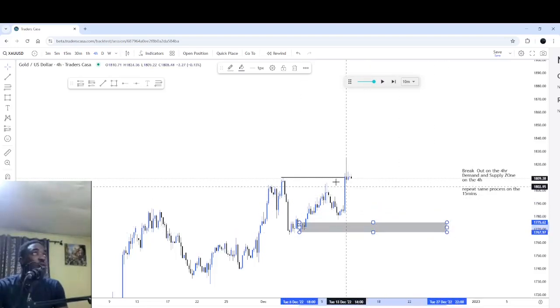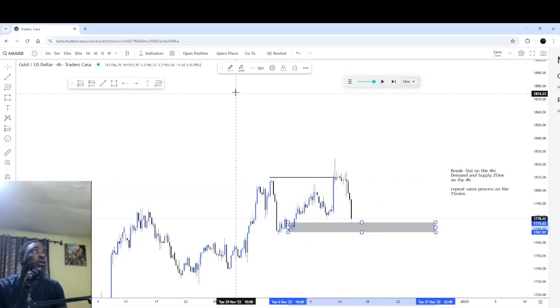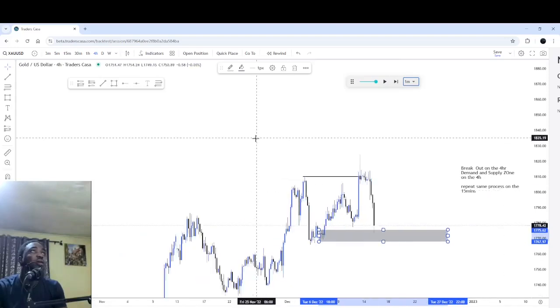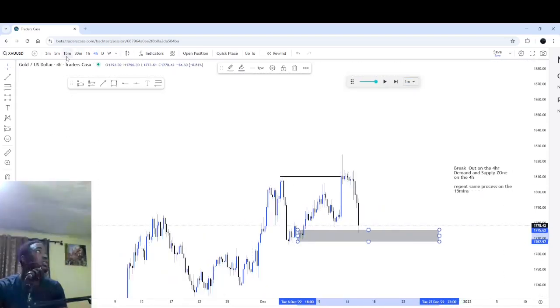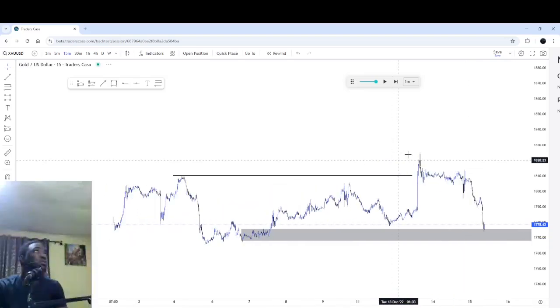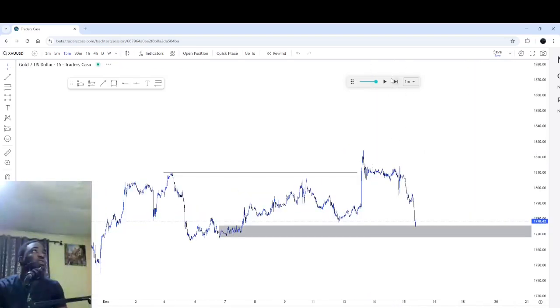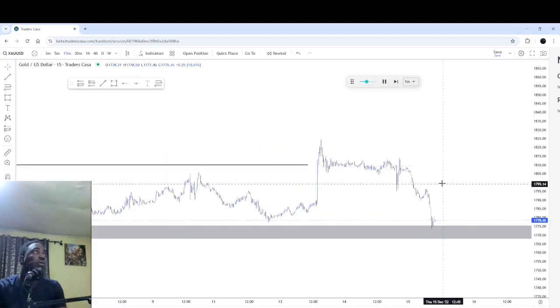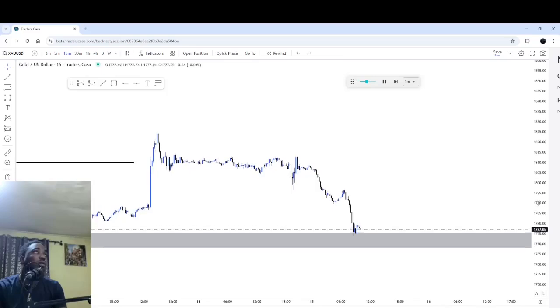Okay, so right now price has reached the zone, so we need to reduce our time frame. We'll go to the 15 minutes. What are we looking out for? We'll see whether we need to reduce the time further. Let me zoom in.